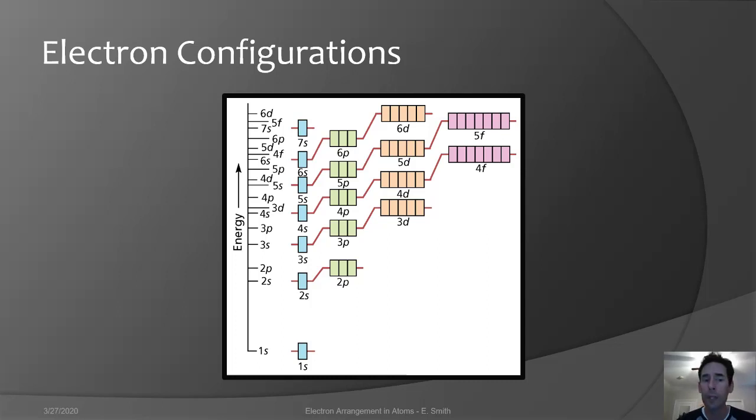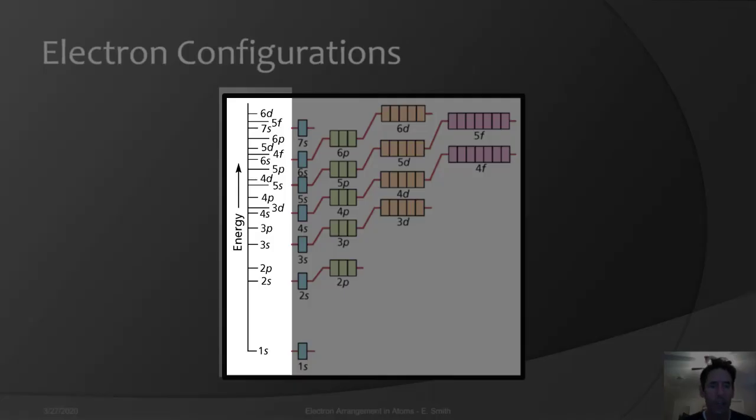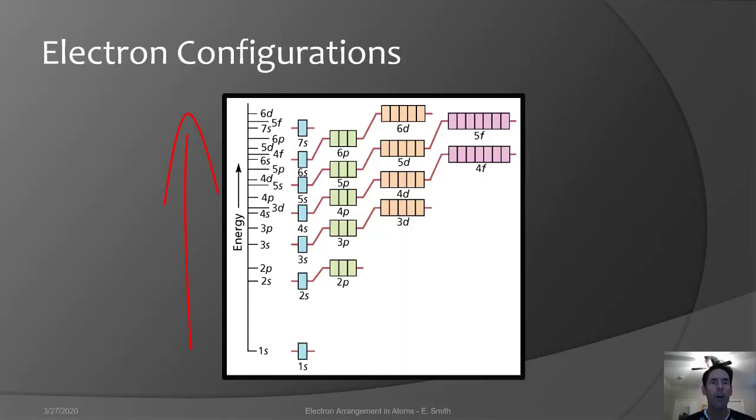And then you can go up to 2p. So you have to fill up by energy. But it gets really funky when you start looking at the energy. Look on the left-hand side. You see the 1s. You see the 2s, 2p, 3s, 3p, 4s.